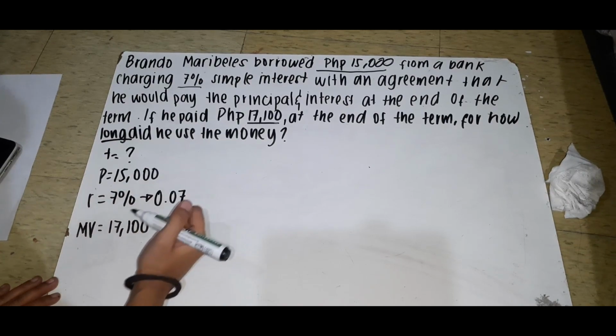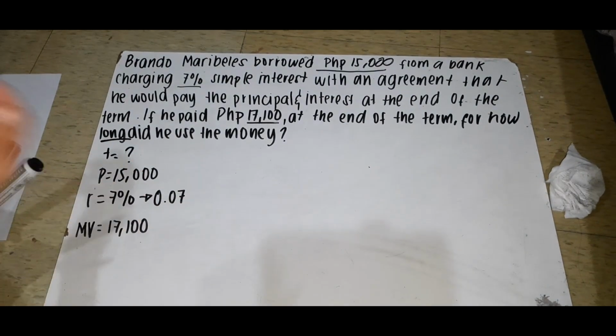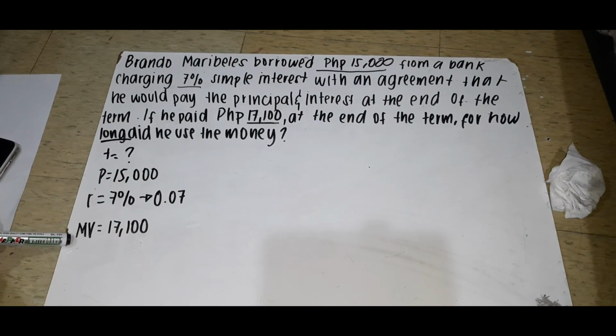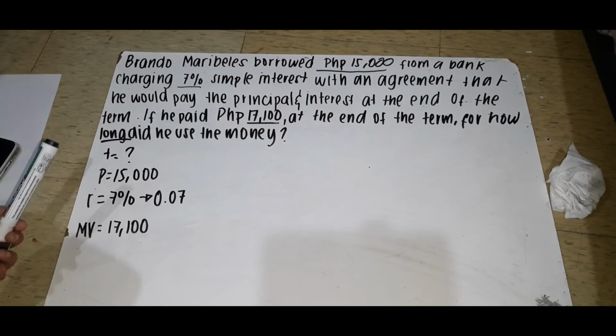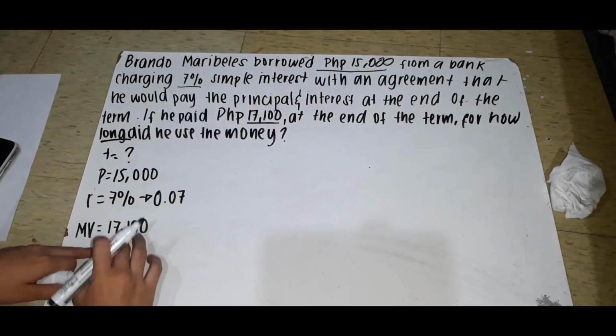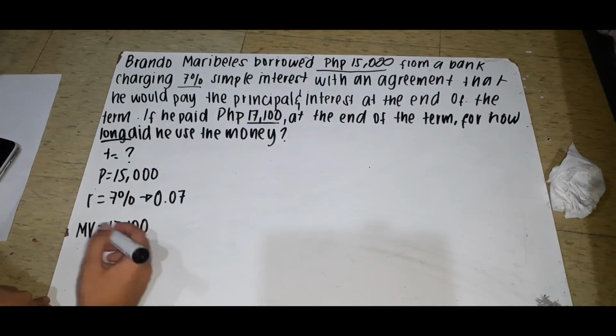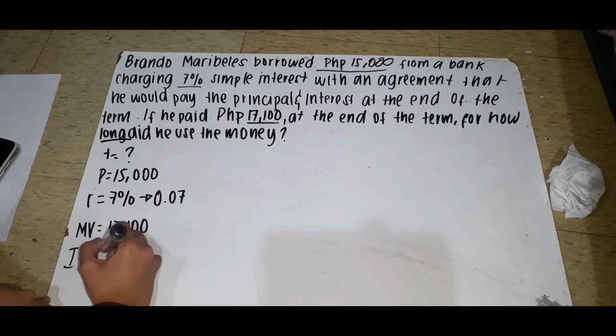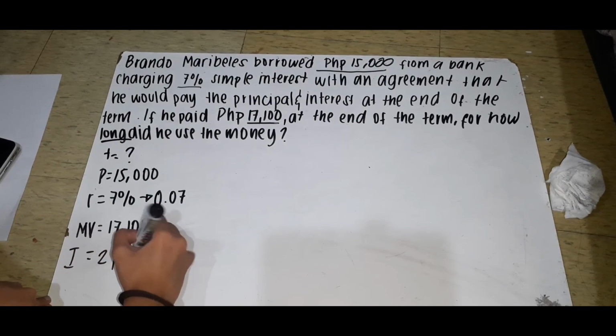17,100. Now if we want to look for the interest, it's like the vice versa of the formula of the maturity value. You have to subtract the 15,000 from the 17,100, and the answer would be 2,100.